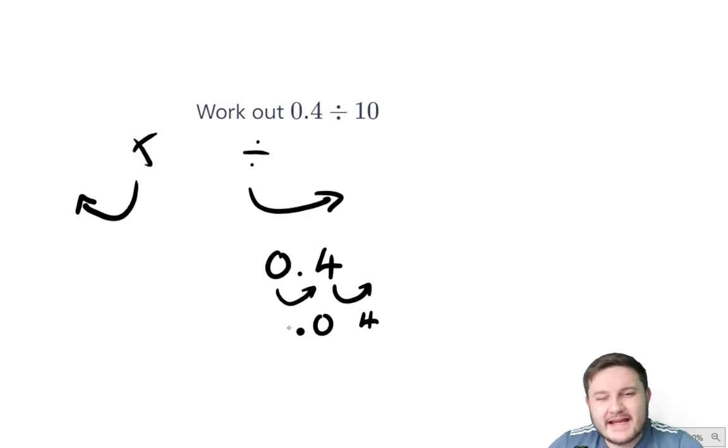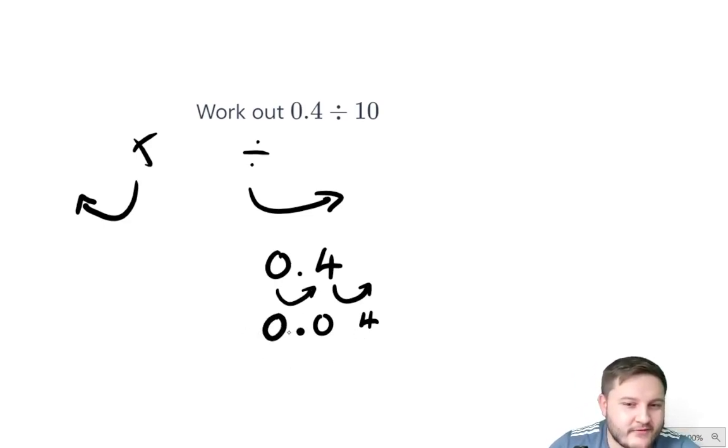Now, technically this is the right answer, but we would usually write a 0 in front of the decimal point to represent it, 0.04. It doesn't necessarily hold any value because .04 is the correct answer, but it's traditional that we would write a 0 in front of this, so it's 0.04.